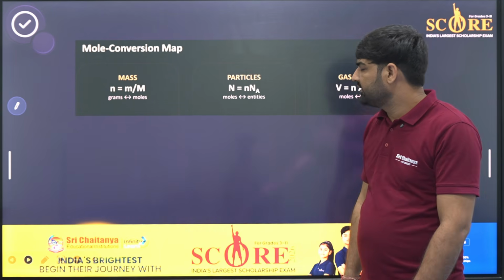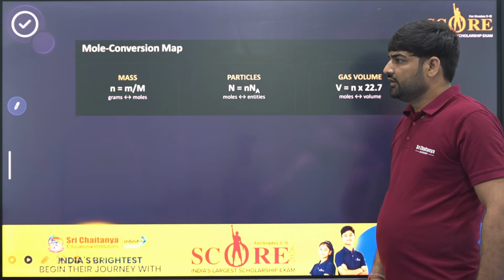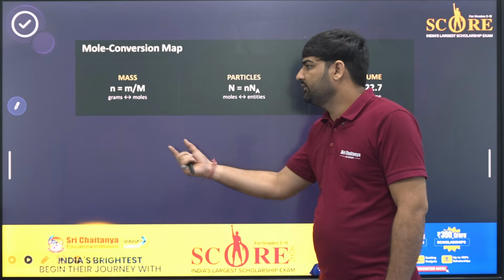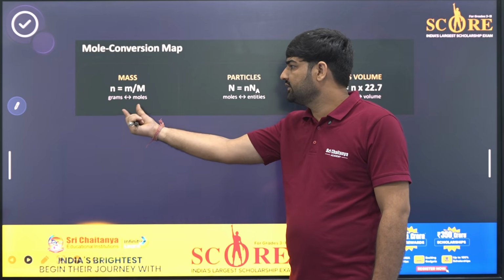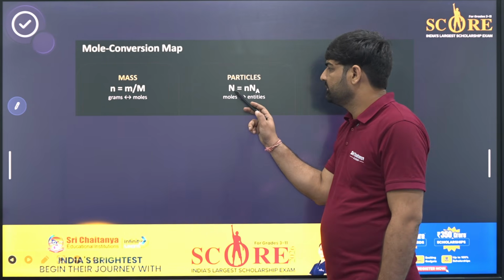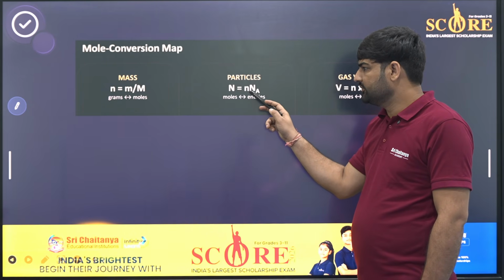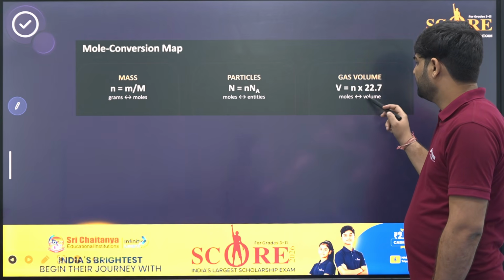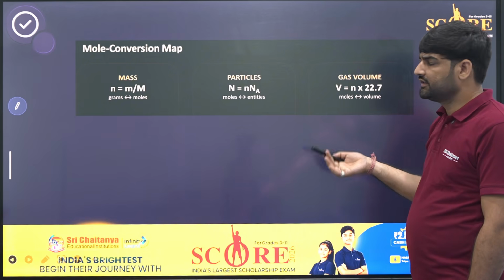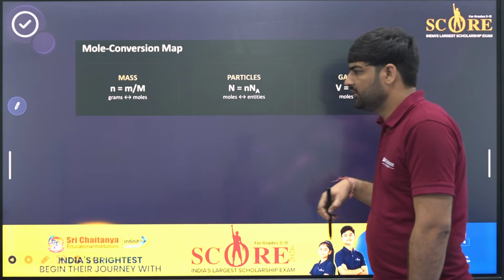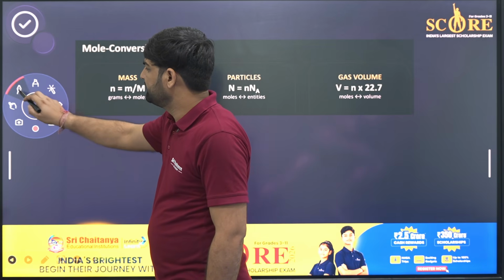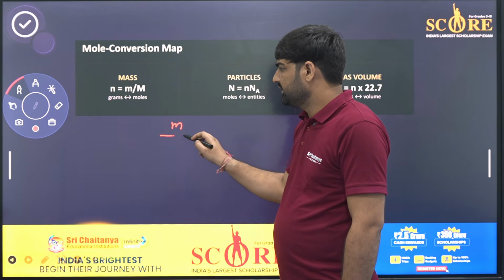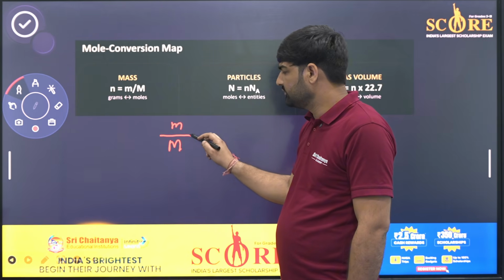These 3 formulas are on the screen. Mole is given mass divided by molar mass. And this formula will be used to convert mass into moles. This is number of particles, this is Avogadro number, this is mole, and finally this is volume, this is number of moles, 22.7. When we are using STP condition, then this formula can be applied. Now I want to connect these 3 formulas. For example, you have given mass, then you have to divide by molar mass to calculate mole.